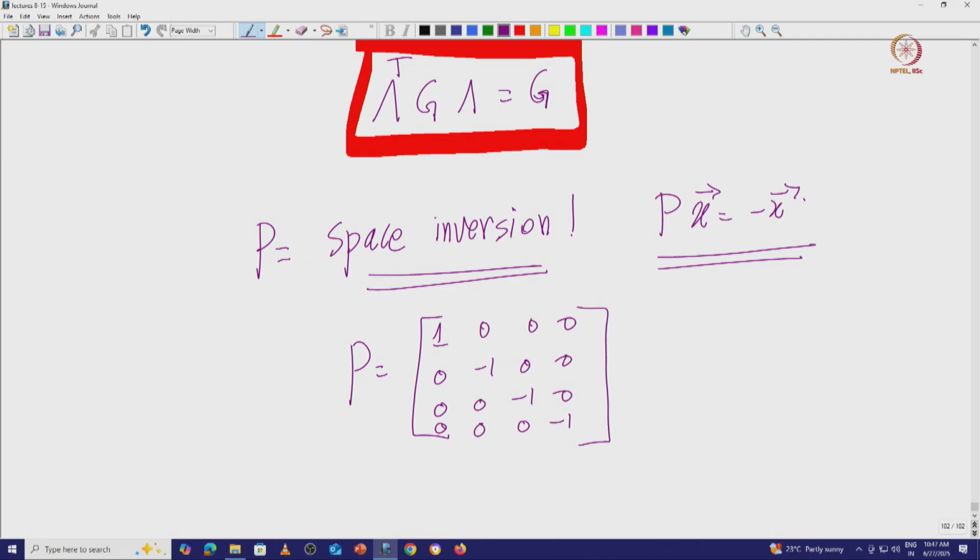Now this is not x mu, this is only x bar. So P leaves x0 as x0, and P on x bar gives minus x bar. So this is space-only inversion. We'll come back to it later on. Now, what does space inversion also do? It also satisfies the condition that P transpose g P is equal to g.